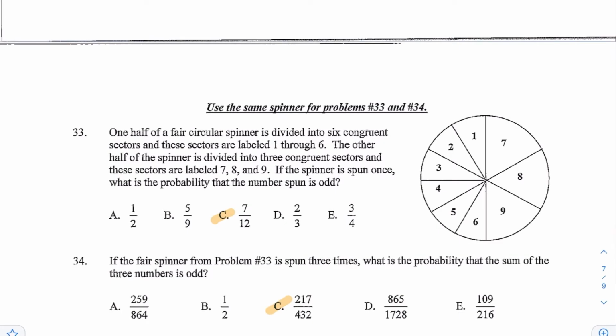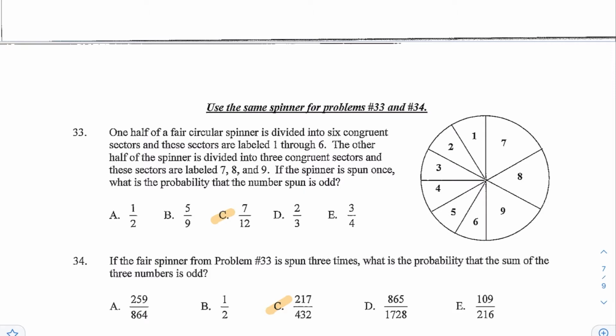Okay, next for number 33, 1/2 of a fair circular spinner is divided into 6 congruent sectors, and these sectors are labeled 1 through 6. The other half is divided into 3 congruent sectors, and these sectors are labeled 7, 8, and 9. If the spinner is spun once, what's the probability that the number is odd?